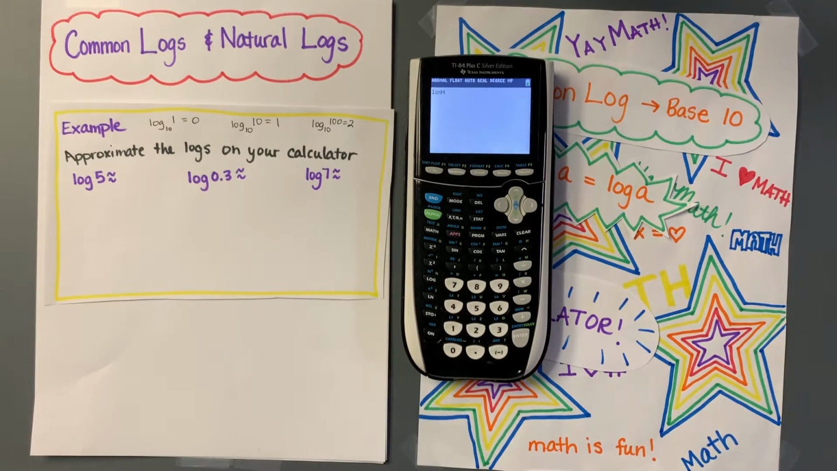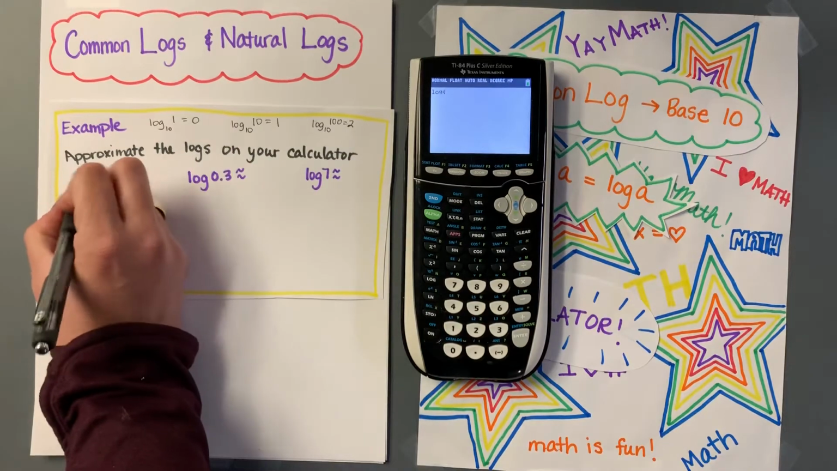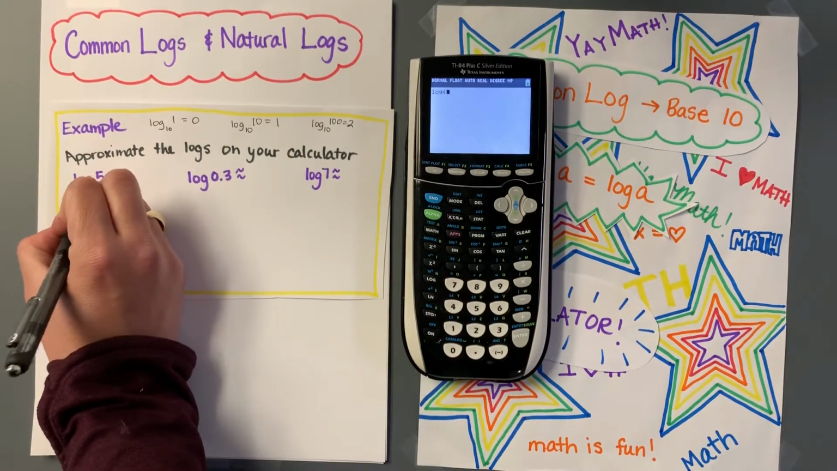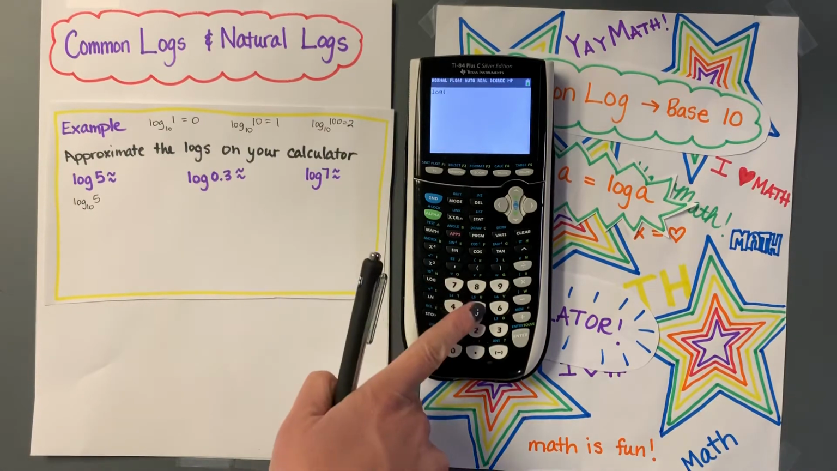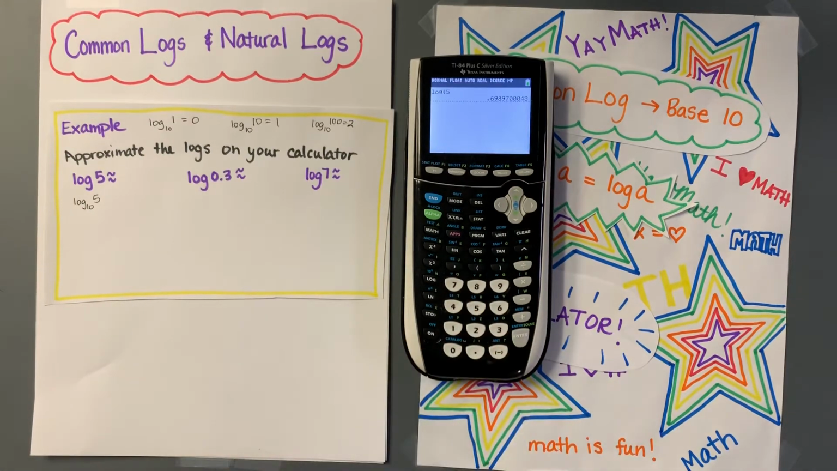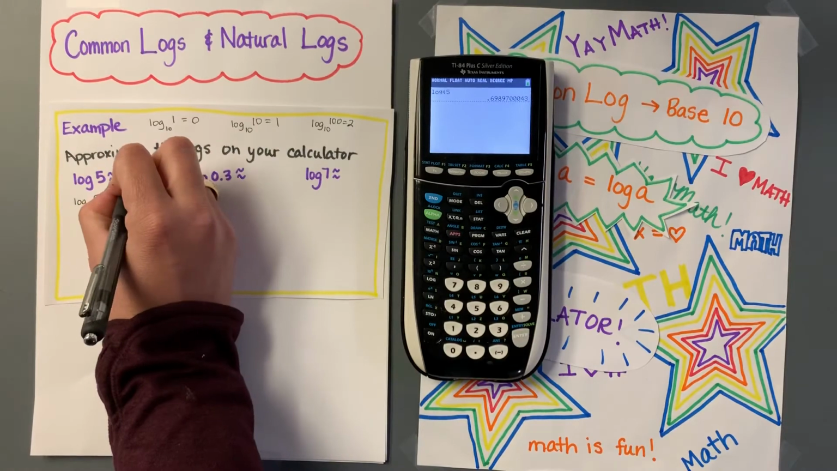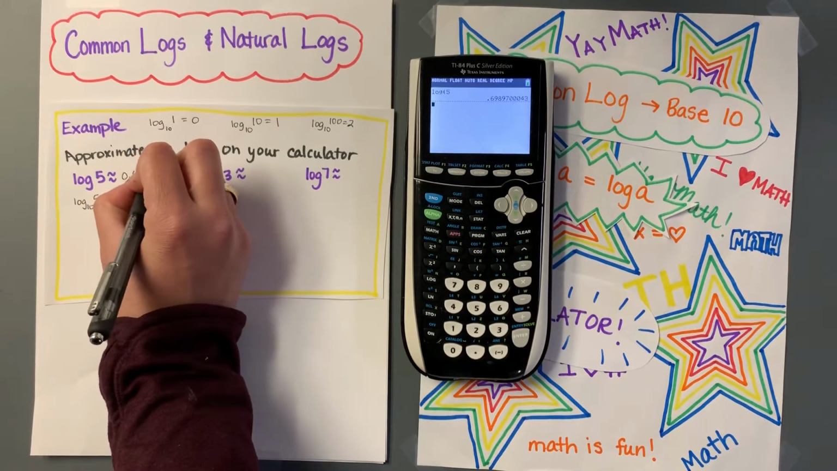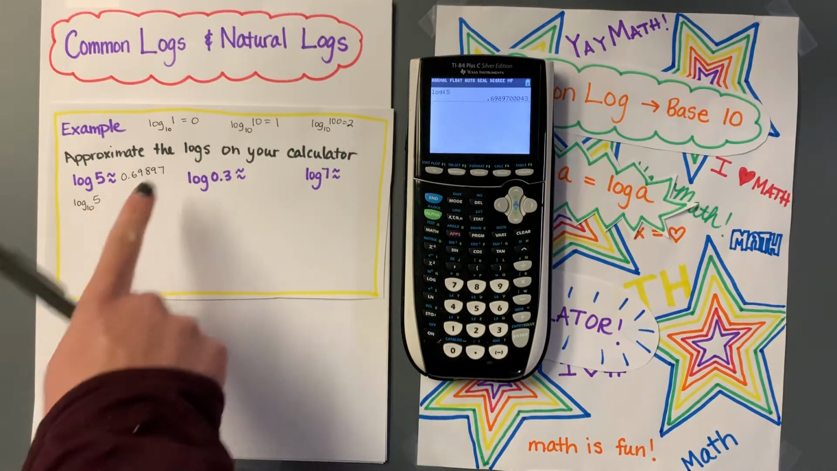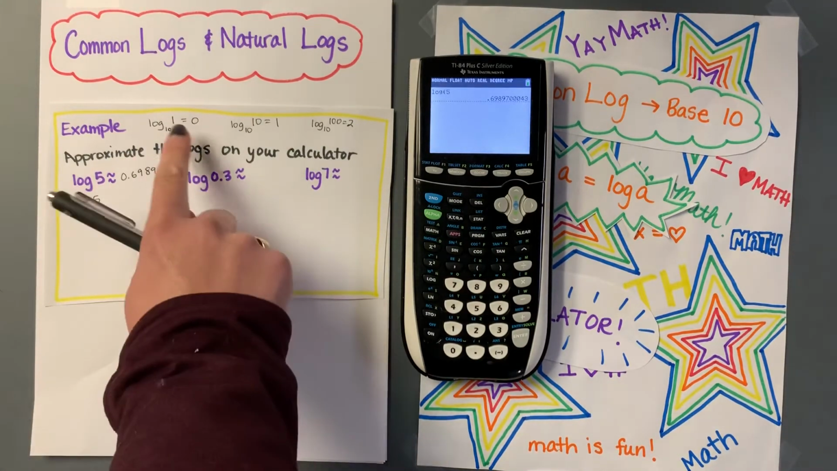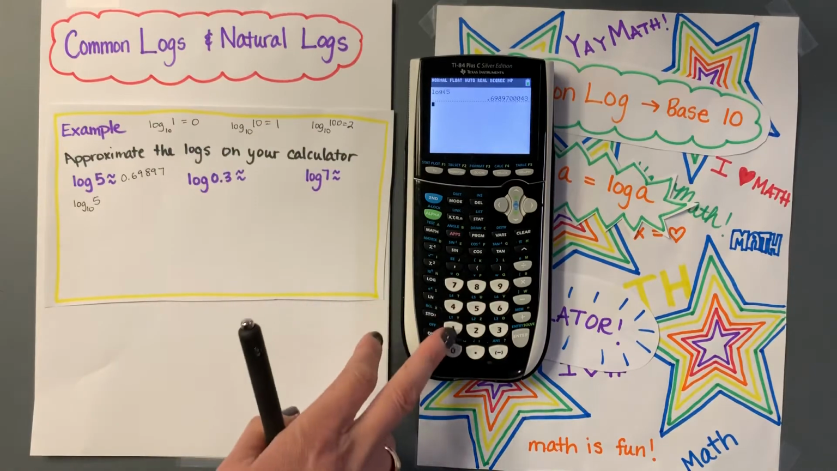On my calculator, you'll see that there is a log button. That log button is the common log. So this log of 5 is really asking what is log base 10 of 5, and my calculator just has the log button. So when I hit log of 5, it gives me 0.69897, which is between 0 and 1, so I feel pretty good about that.